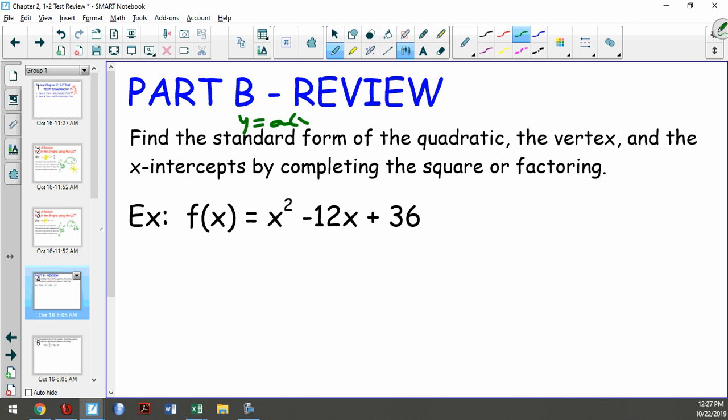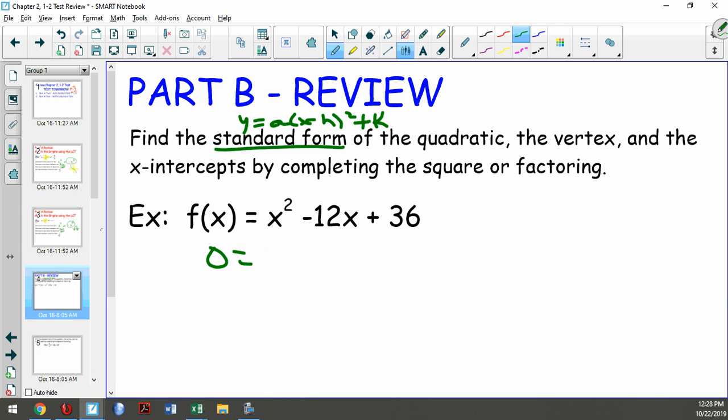y equals a(x minus h) squared plus k. That is standard form of the quadratic. Find the vertex and the x-intercepts by completing the square or factoring. What did I just say? Or factoring. So what should you do every problem? Check to see if you can factor it, because that's a whole heck of a lot easier than completing the square, right? So can I factor this right here?